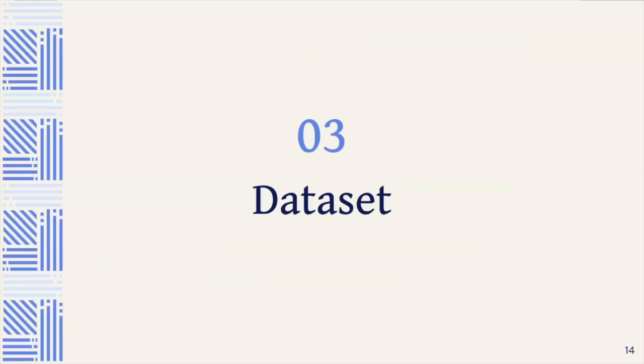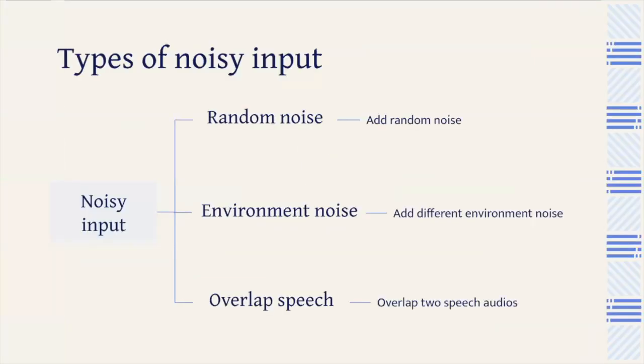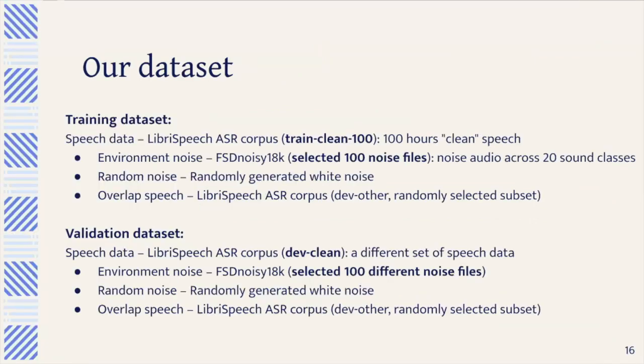Now let's see what our dataset looks like. We have three types of different noisy input. The first type is random noise. The second one is environment noise. And the third one is overlapping speech.